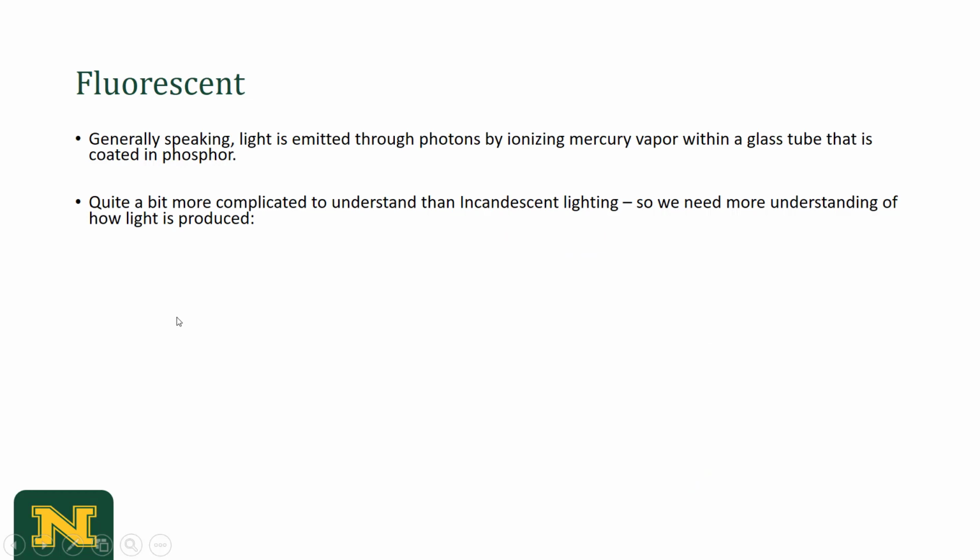Fluorescents are a different animal in their own. They are a lot more complicated in the way they operate, but they're still very common. So the way they work is we have light that's emitted through photons by ionizing mercury vapor within a glass tube that is coated with phosphor. It's quite a bit more complicated, like I mentioned. We're not just heating a filament to produce light.